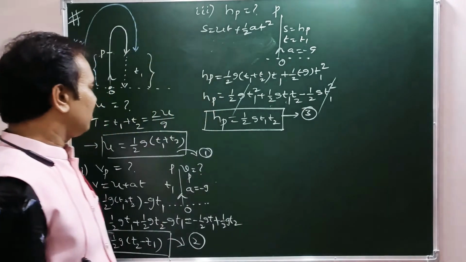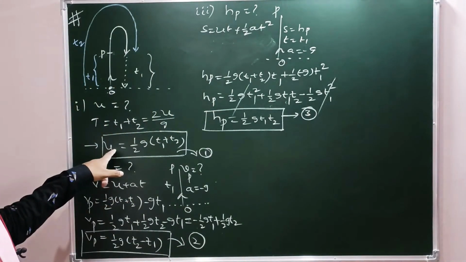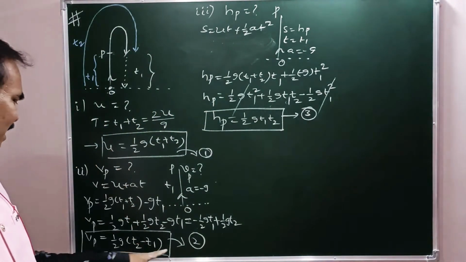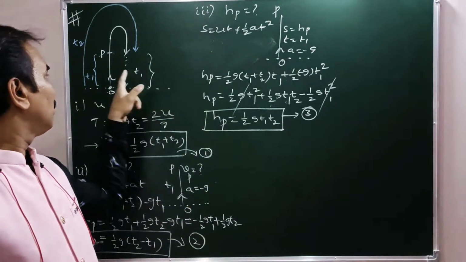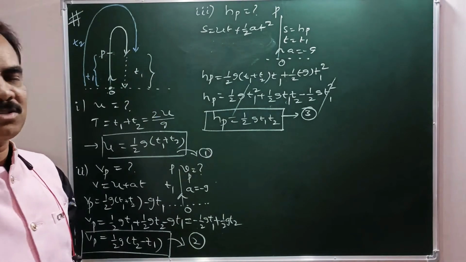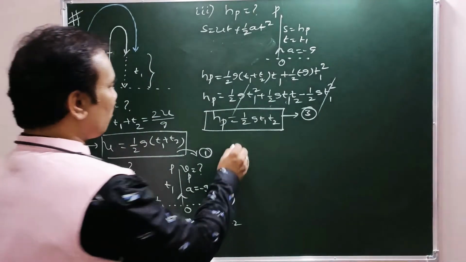So in the first case, velocity of projection is calculated. In the second case, velocity at point P is also calculated. In the third case, height of point P from the ground is also calculated. Now, question number 4.